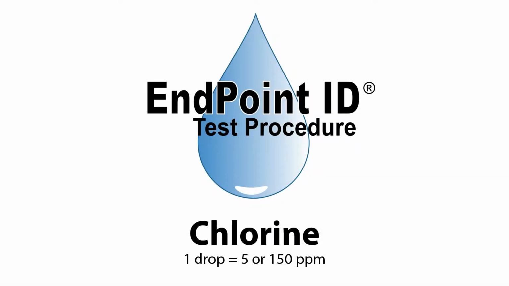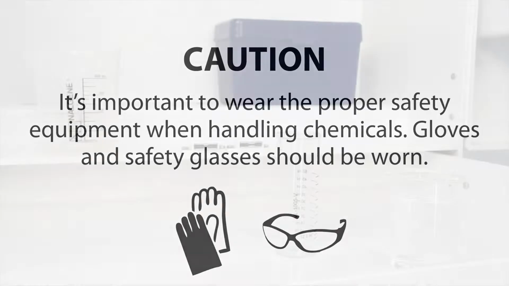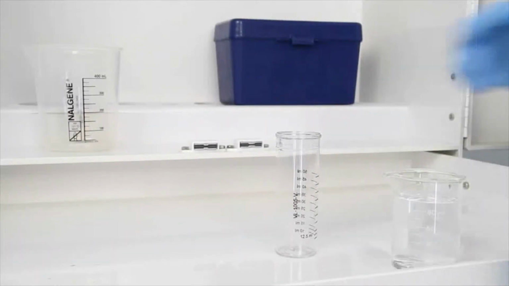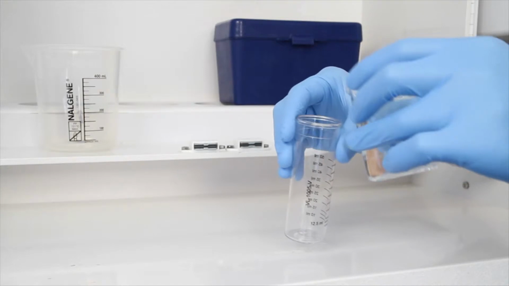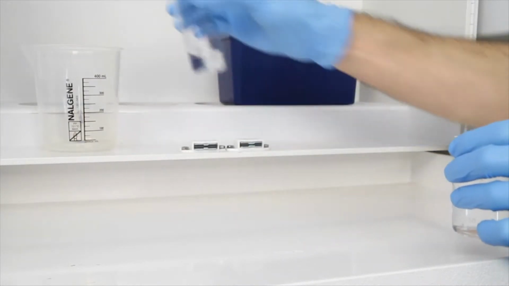This is a demonstration of the chlorine drop count test kit using endpoint ID procedures. The first step according to the endpoint ID procedure is to gather an accurate sample. The smallest change in sample size will lead to inaccurate results.